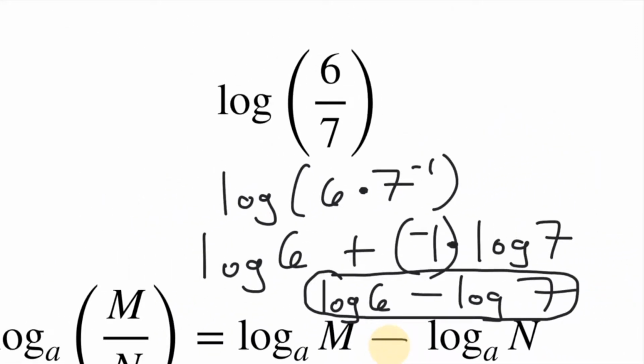We can say that the multiplication on the inside becomes addition on the outside, and an exponent on the inside becomes multiplication on the outside, which is confusing. But if you recognize this right here, it's actually the same thing as subtraction. Adding the opposite becomes subtraction: log of 6 minus log of 7. Compare that to the original, and you might start to notice that division on the inside looks a lot like subtraction on the outside.